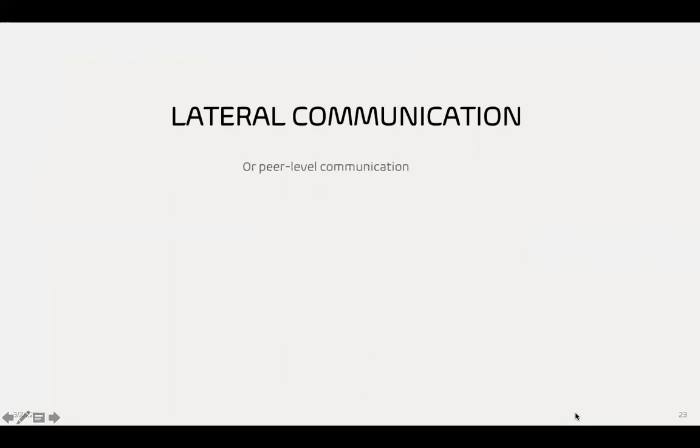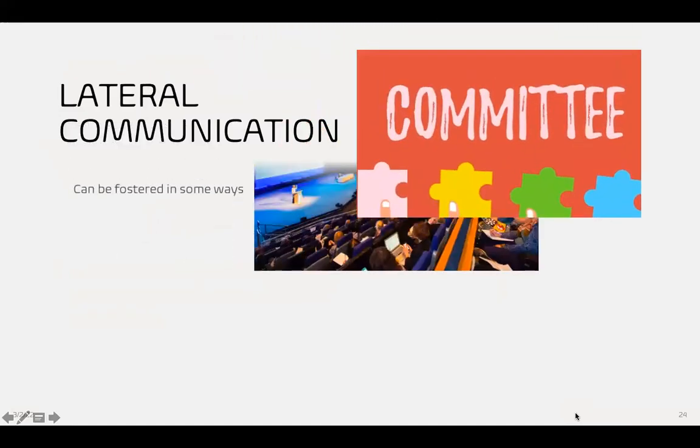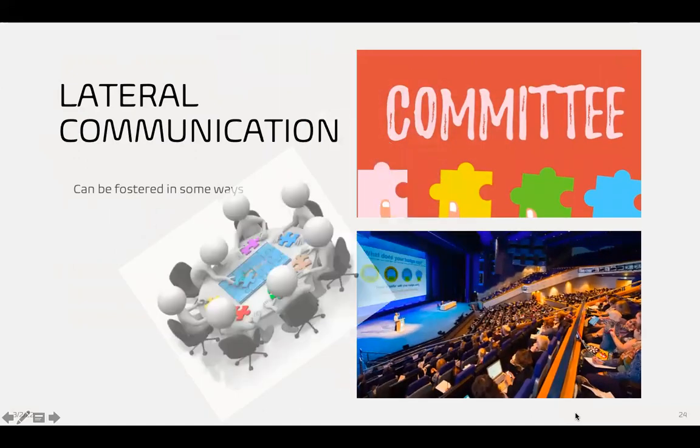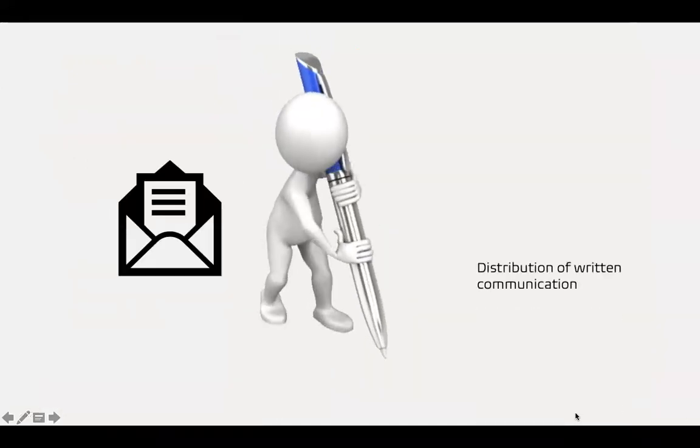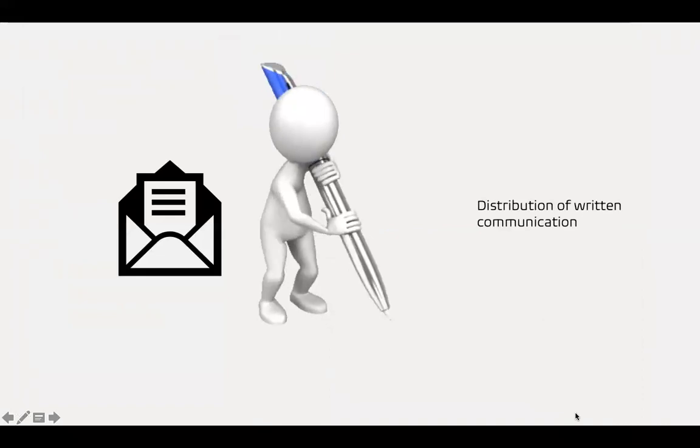Lateral communication, or what we call peer-level communication, enables members of a particular level in the organization to share information. It takes some pressure off the supervisor. Lateral communication can be fostered in many ways, such as committees, conferences, and group discussions. Distribution of written communication across departmental lines is also another method of improving lateral communication.